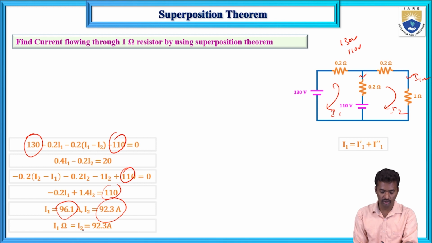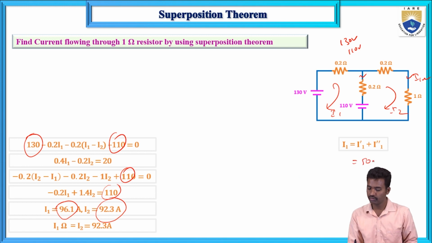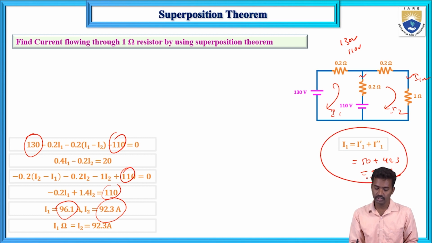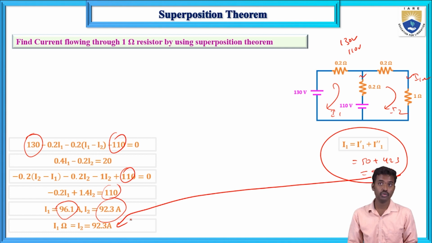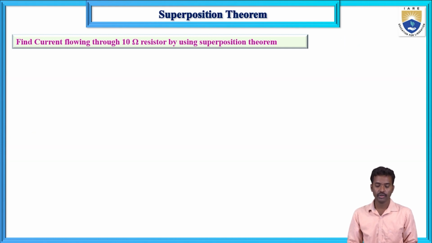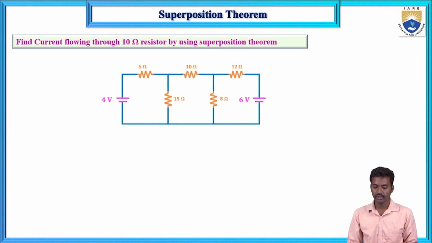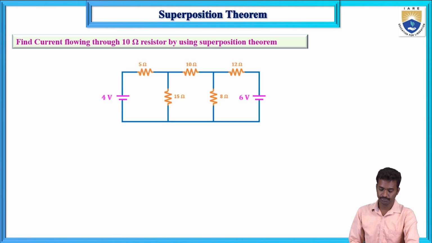Now the current flowing into the 1 ohm resistor equals I2, that equals 92.3. This is 50 plus 42.3, that equals 92.3. So the superposition theorem gives the same result as mesh analysis. If you use nodal, Thevenin's, or Norton's, you will get the same value, 92.3.